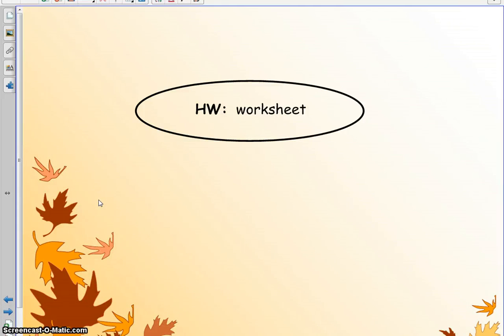I've given you guys a worksheet that has a lot of these types of problems and brings in a lot of the stuff from the unit all together, so it makes really good practice for your upcoming quizzes and tests. Alright, that's it, that's all.